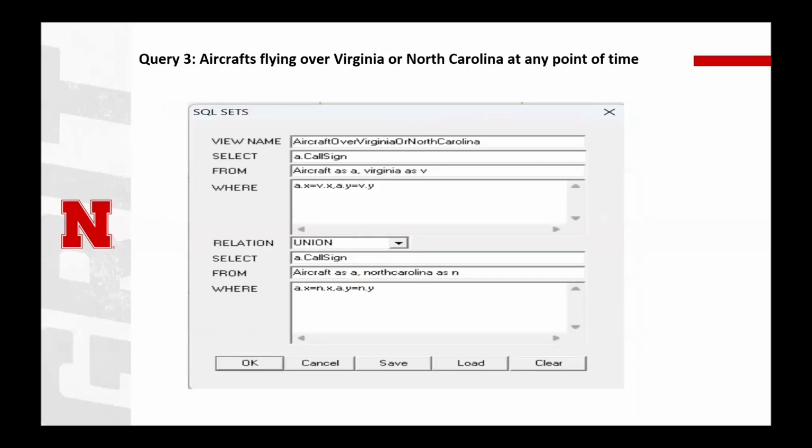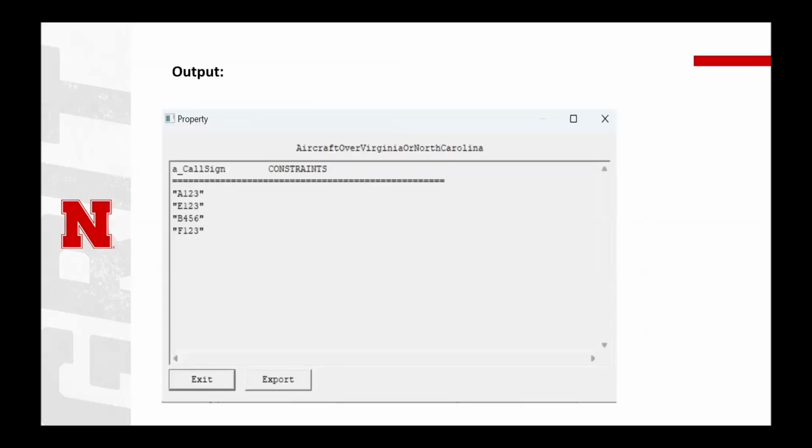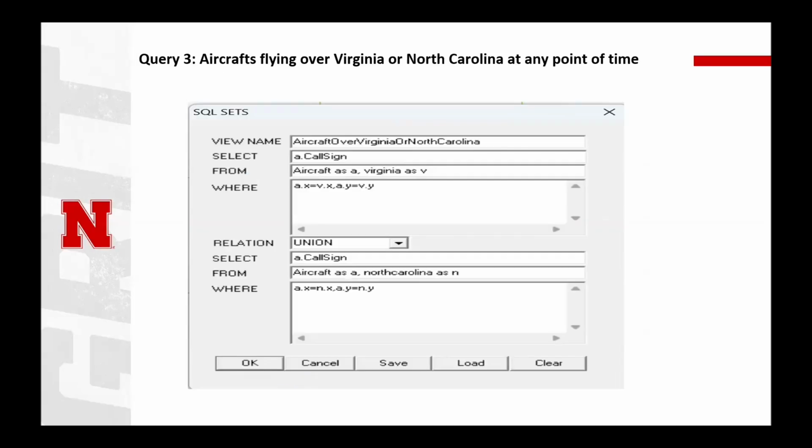This is query 3. In this query, we find out all those aircrafts which are flying over Virginia or North Carolina at any point of time. For this, we are using sets query and we are using union operator. In our output, we can see 4 aircrafts which are A123, E123, B456, and F123. So these aircrafts are flying over Virginia or North Carolina at any given point of time.